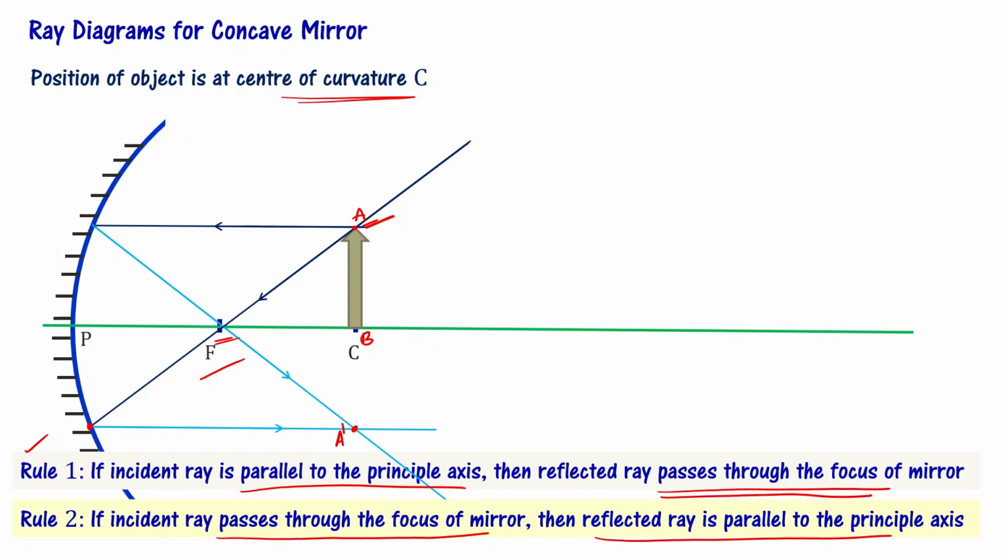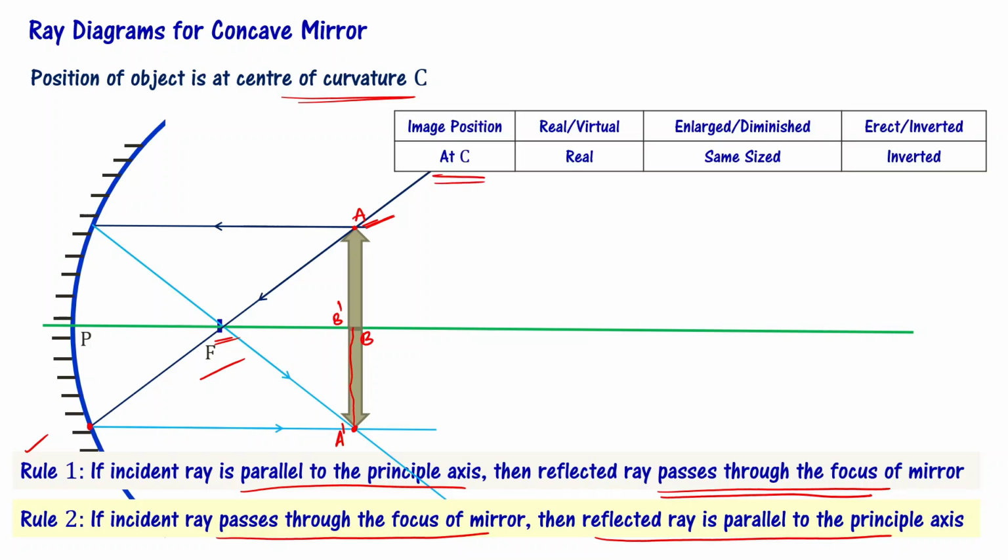Now, B prime is going to be exactly perpendicular. From A prime, if you draw a perpendicular line, where it touches the principal axis, there you are going to have B prime. You understood? So let me draw the image now. If you observe, the image is showing up at C itself, the center of curvature. Wherever you have the center of curvature, at that point itself you now have the image, right? And the image is in front of the concave mirror, right?